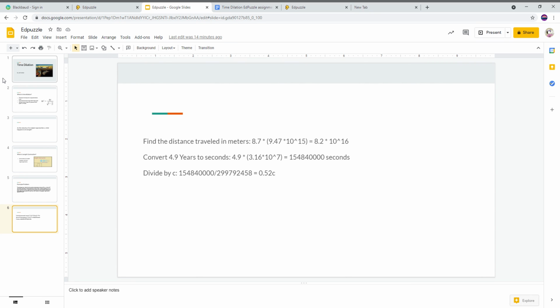So 4.9 times the number of seconds in a year, 3.16 times 10 to the 7th, equals about 15 trillion. That's a big number. Then you would divide that number by c, which is 299 trillion. After dividing these two, you would get the ratio between the two, which is what the problem is asking for, since it's asking for what fraction of the speed of light, and we would find that it would be just over 1/2 of c, or 0.52 c.